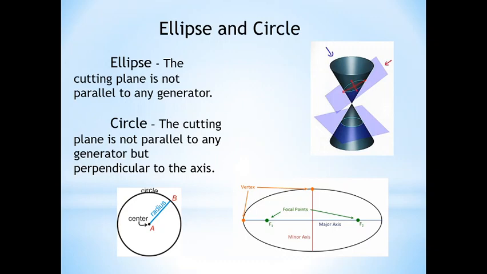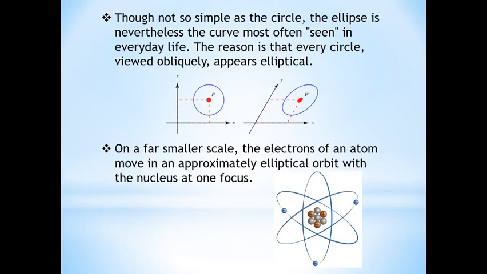Like I said earlier with the parabola, when we get to its actual lesson, we will solve for each of them so that we can have a graph. So, using the equation, we will solve for all of those parts to graph our equation. Okay, next. Though not so simple as the circle, the ellipse is nevertheless the curve most often seen in everyday life. The reason is that every circle viewed obliquely appears elliptical. So, it is just saying here that every circle, when we view it at a slant, becomes elliptical. It does not totally remain a circle.